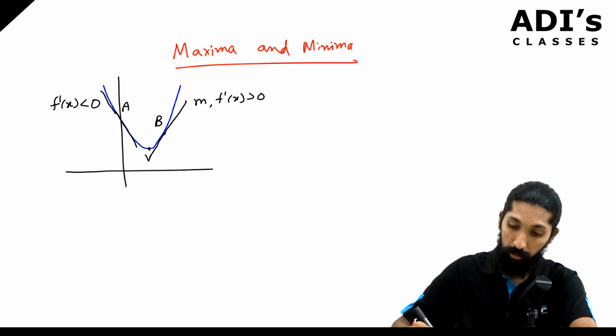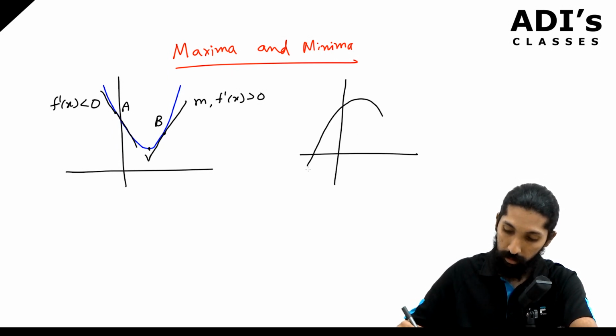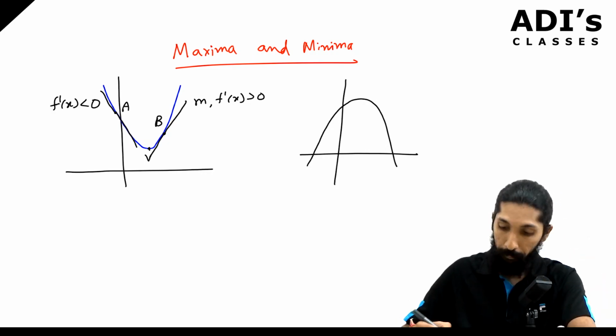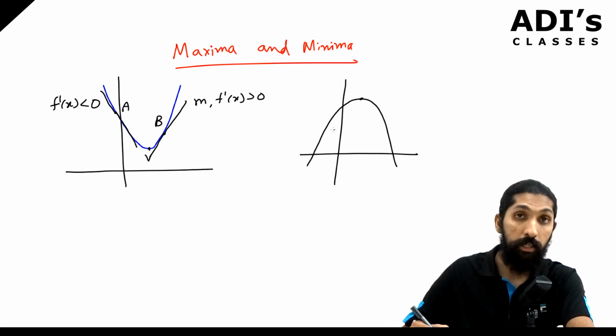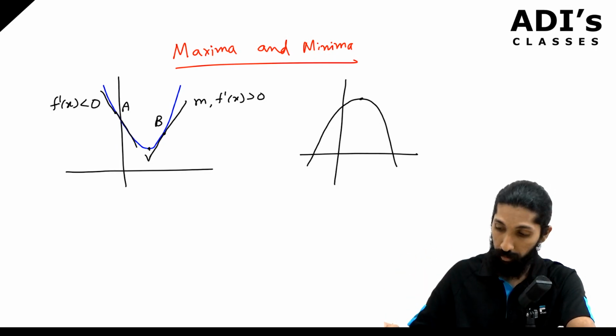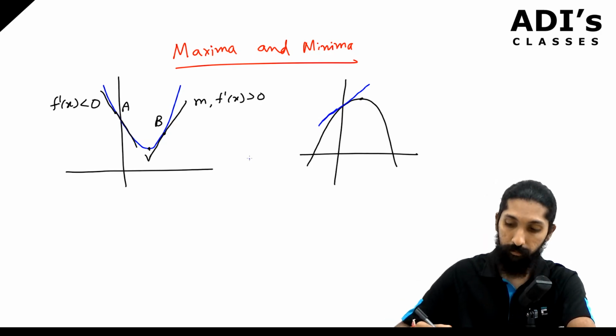I can do the same thing with maxima also. For maxima, again, you take a graph like this. Again, we'll take a parabola because it's easy to understand. Now, this is the vertex, the highest point. Anything behind that one or below that one, if you take it, you're going to have a tangent like this. So imagine this is a tangent. Here, the slope is greater than 0.